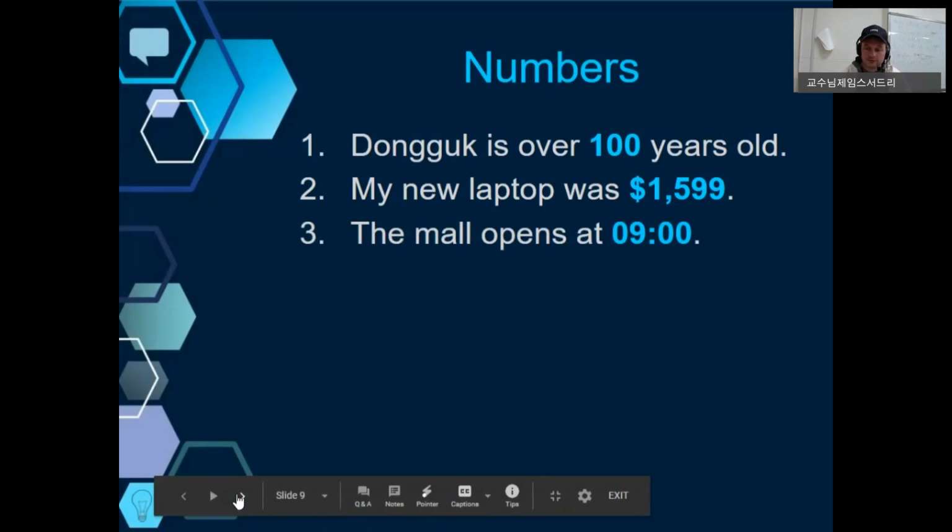The mall opens at 9 o'clock. So there's a stress on the 9 o'clock, right? And I want to stretch it. The mall opens at 9 o'clock. And you can do a pause. That was a pause as well, right? Number 3, the mall opens at 9 o'clock.